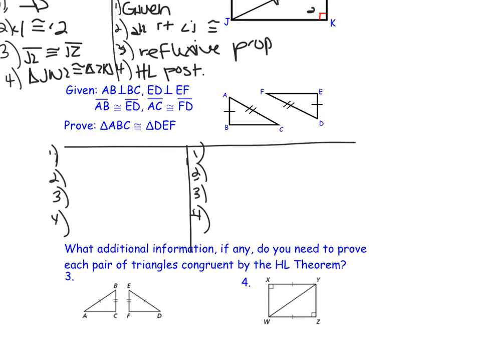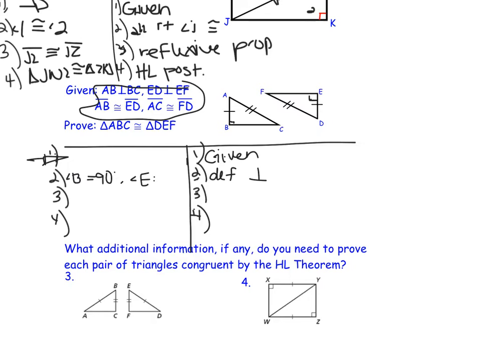Moving down, we are going to start with our given information again. Your given information, all of this, would go on line 1 here. Then you're going to say that we have right angles in these corners, and your reason is going to be the definition of perpendicular. That's what that upside down T means. So we'll just say angle B equals 90 degrees and angle E equals 90 degrees, and that's the definition of perpendicular.